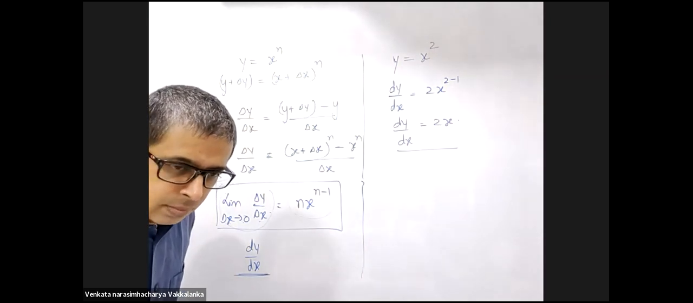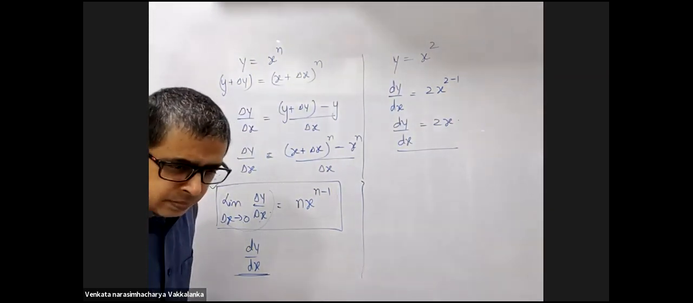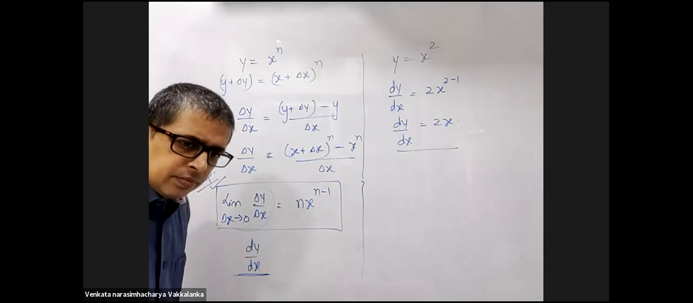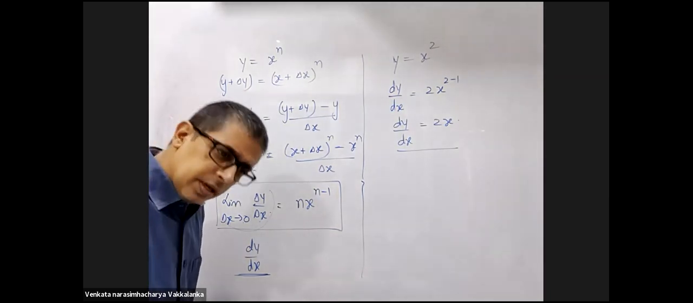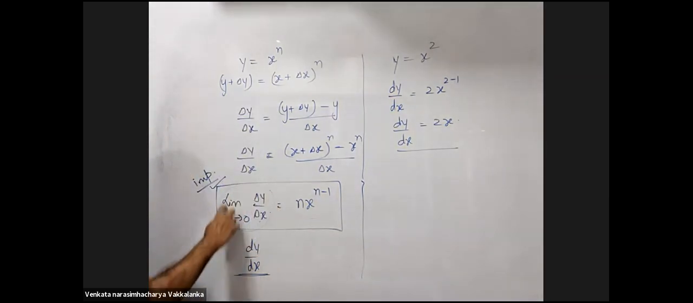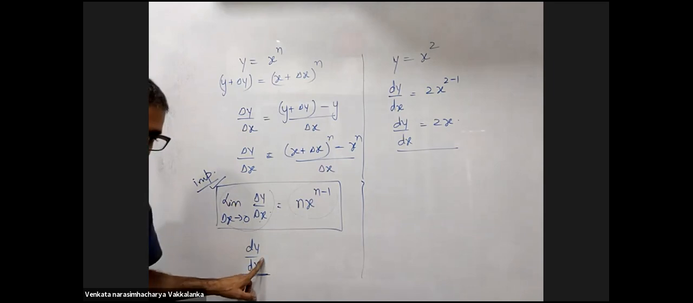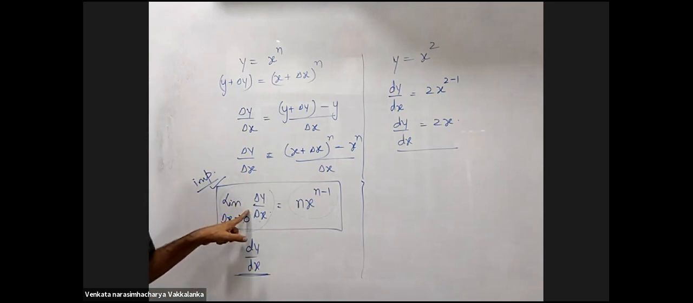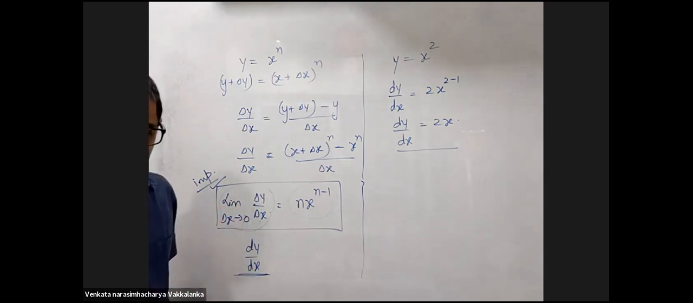Sir, so can we say limit delta x tends to 0, delta y by delta x is equal to dy by dx? Right. This is represented as dy by dx. Whenever you write dy by dx, it implies this is what you evaluate. Okay, thank you, sir.